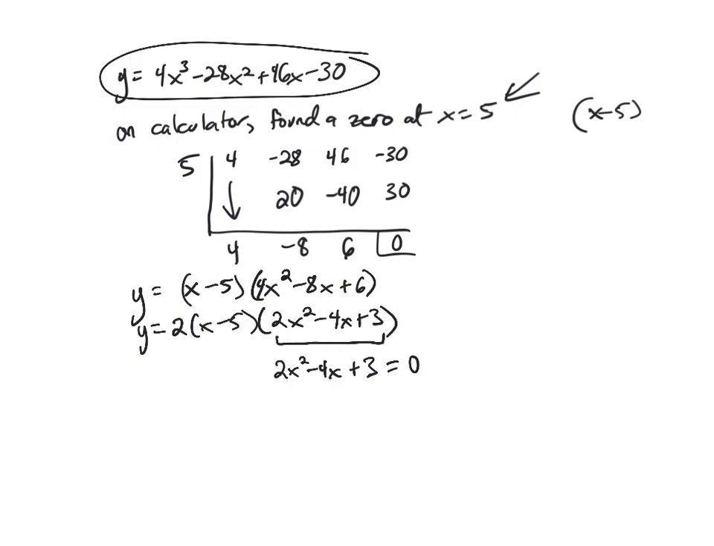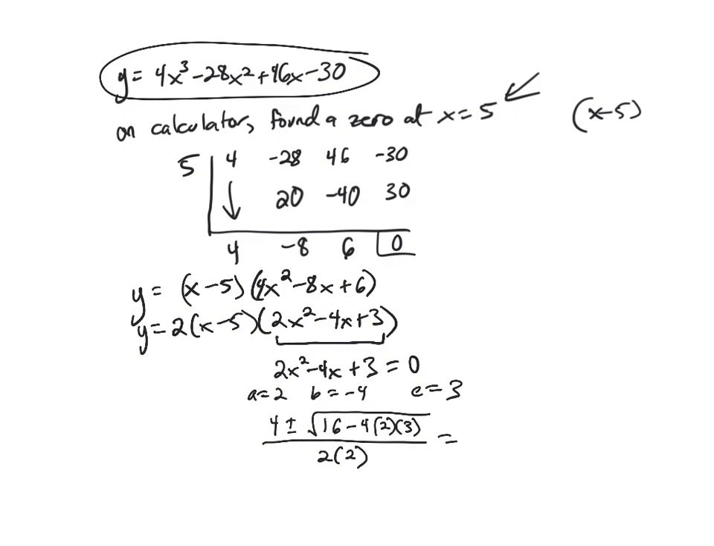So now I plug it in. I say a is 2, b is negative 4, c is 3. So then I do negative b, which is negative 4, so positive 4, plus or minus the square root of b squared, which is a positive 16, minus 4 times a times c, all over 2 times a. And that was 4 plus or minus the square root of 16 minus 24, all over 4.